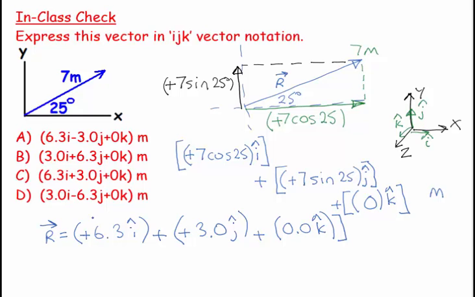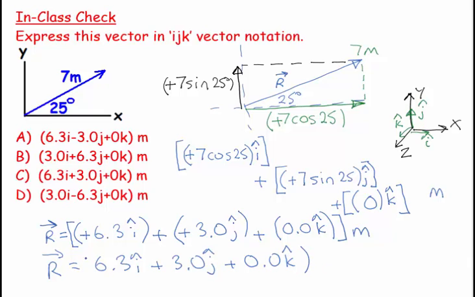And then we got to put the whole thing in units. So that would be meters. And people would simplify the writing of this to say R is equal to 6.3i plus 3.0j plus 0.0k. Put that in parentheses, meters. And if I look at the side, I have 6.3i plus 3.0j. So it looks like it's this guy there. So there we have it.